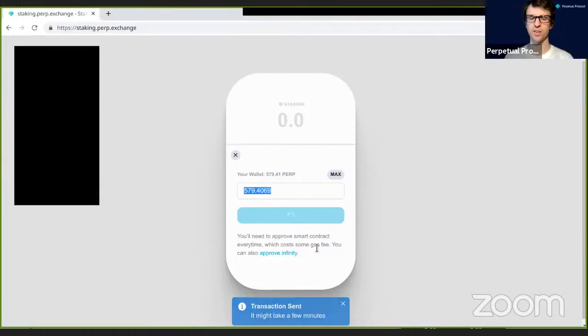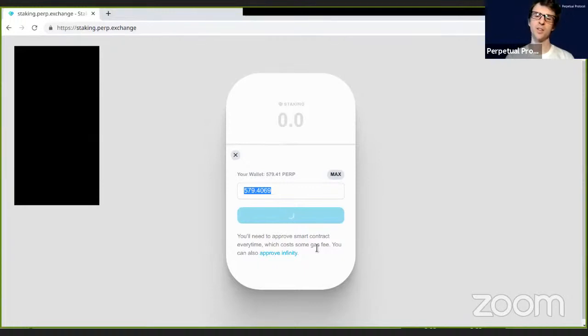All right, so hopefully this won't take too long. While we're waiting, I'll just explain a little bit about the staking process. You can stake your tokens anytime and also unstake your tokens at any time. However, there's one important thing to keep in mind.